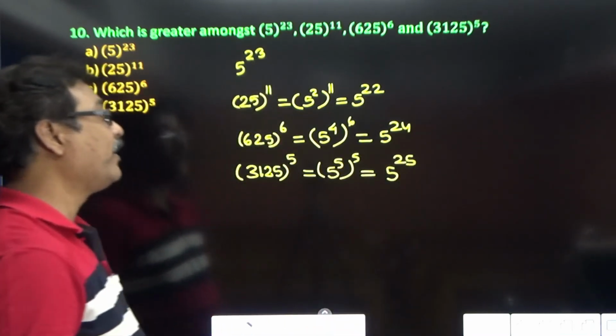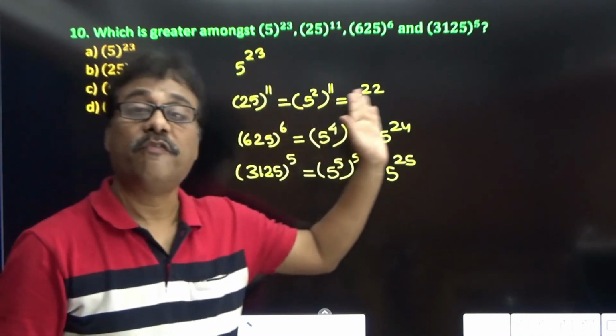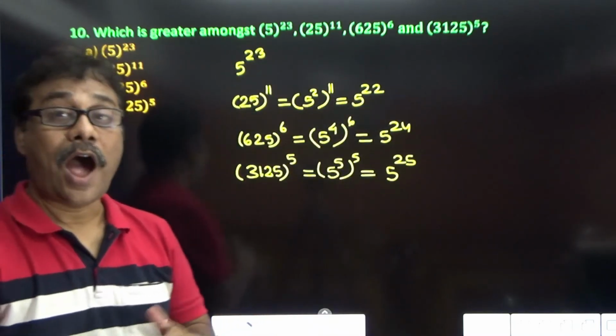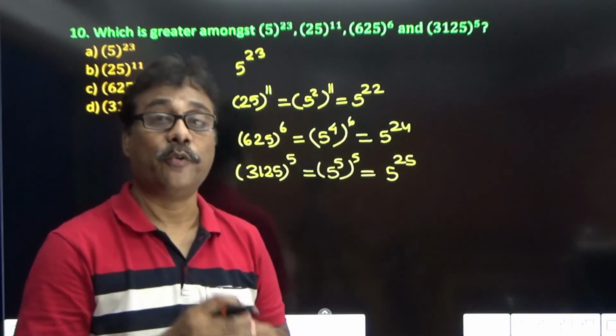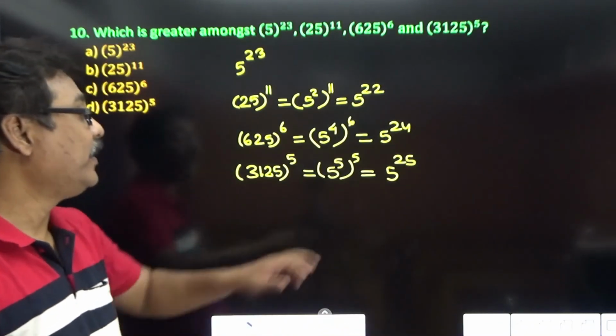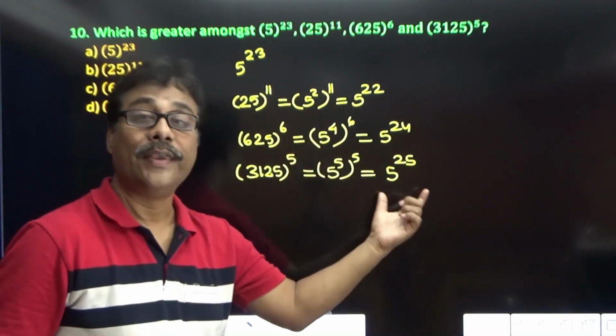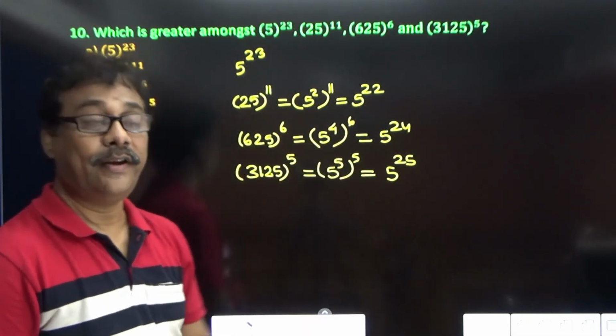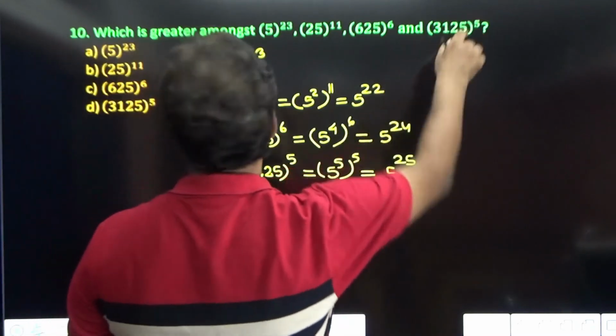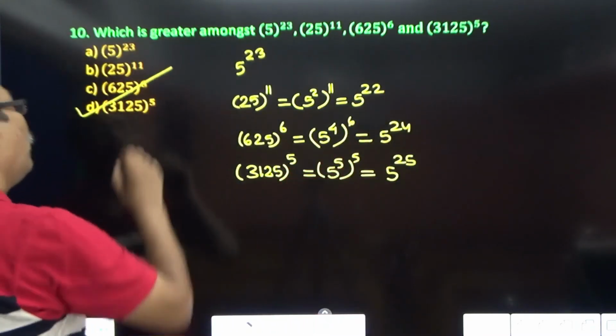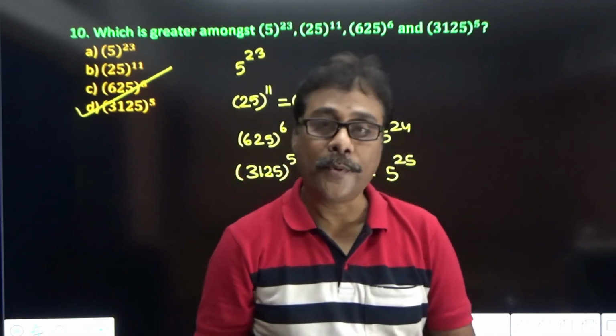So here I got the expression of all of these in terms of base 5. The highest exponent will have the greatest value. So I can see 25, 24, 22 and 23. This one has the greatest exponent. So this 3125 to the power 5 is the largest of all the values. Got it, all of you?